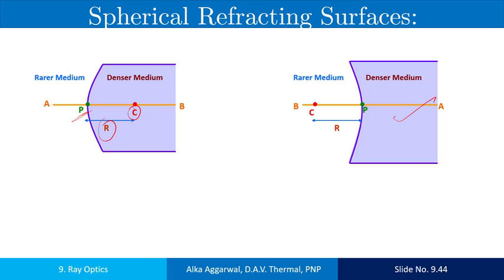The straight line joining P and C is the principal axis, and the diameter is called the aperture. The length of this line is the aperture of the spherical refracting surface.